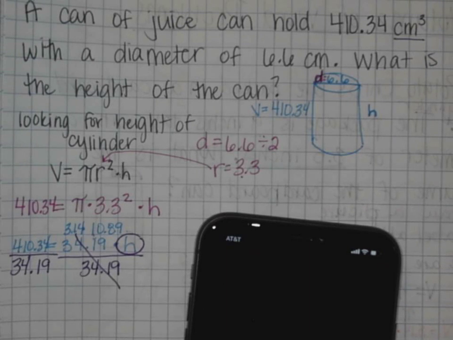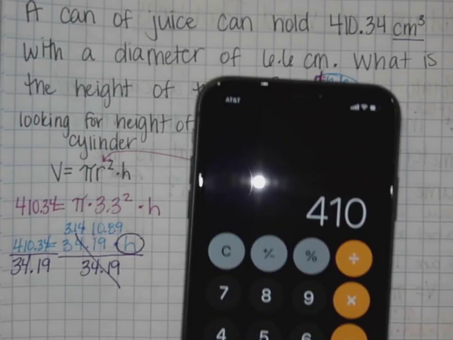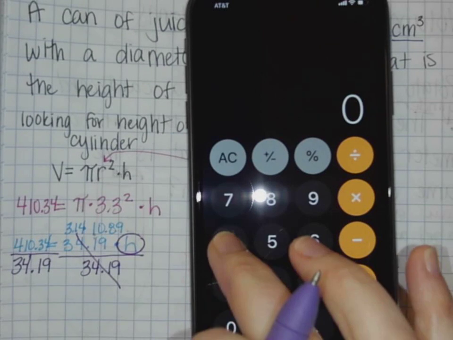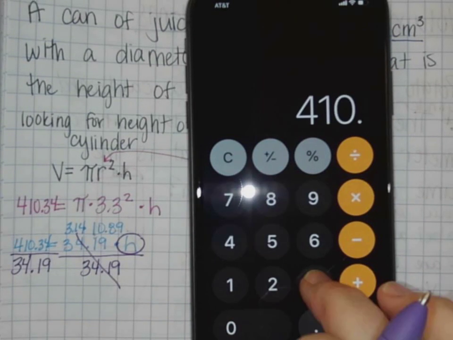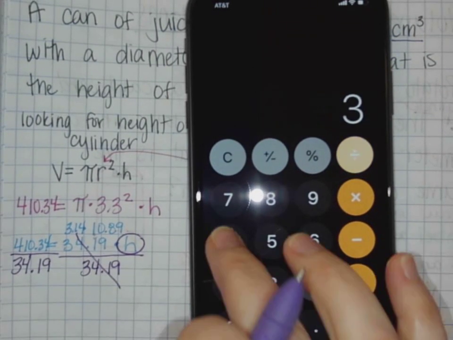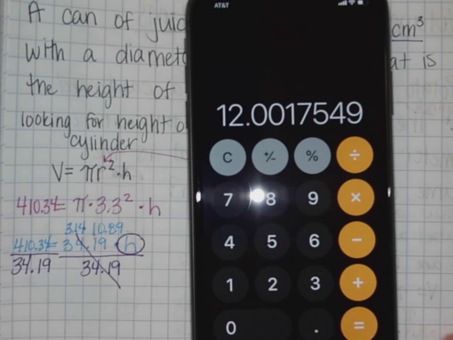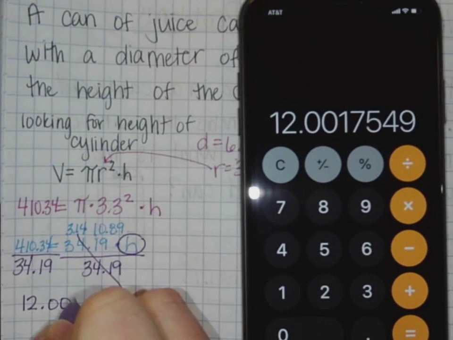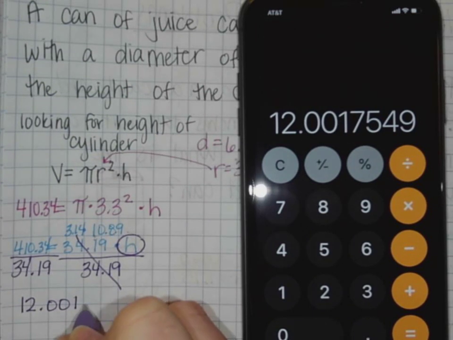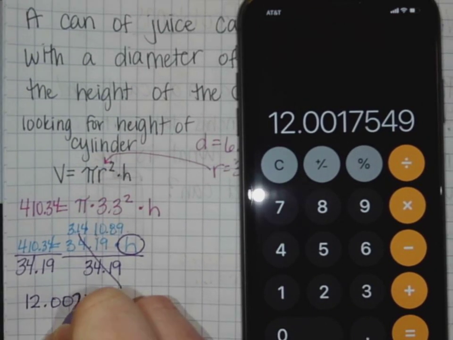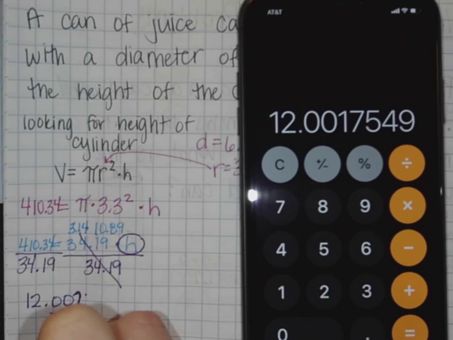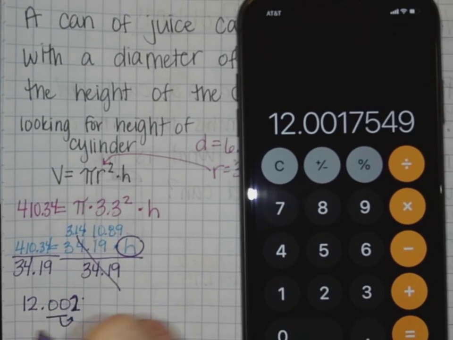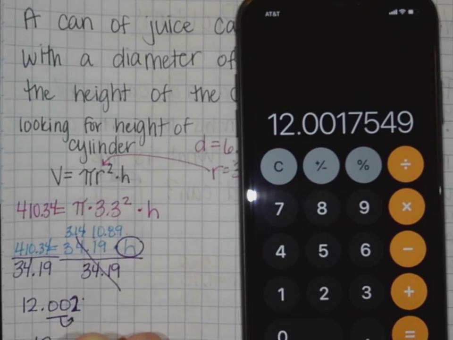So 410. Whoops, you couldn't see it. Sorry, I'll do that again. So I'm going to do 410.34 divided by 34.19, which is 12.0012. But again, we typically round these to 2 places, so that makes it stay 12 is the height.